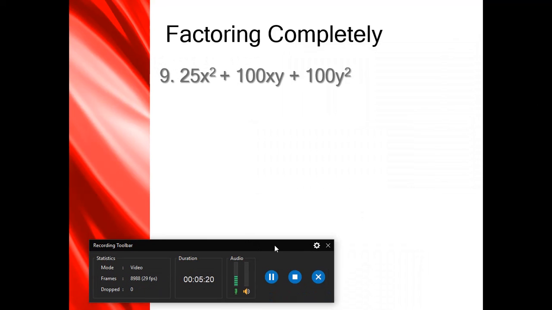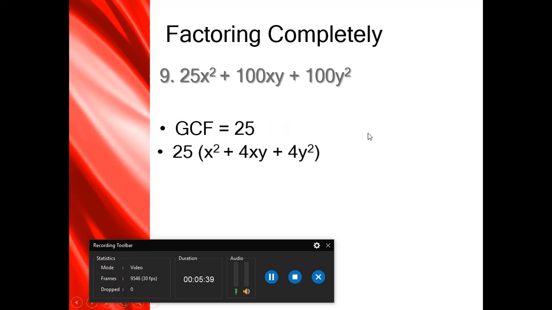For our last problem, we again want to start with the greatest common factor. So we want to pull out a number or a variable or both. So when I look at this, I believe that I see a greatest common factor of 25. So what does that leave behind? You'll notice in my leftovers, the first term and the last term are both squares. So it's possible we could use a difference of squares.